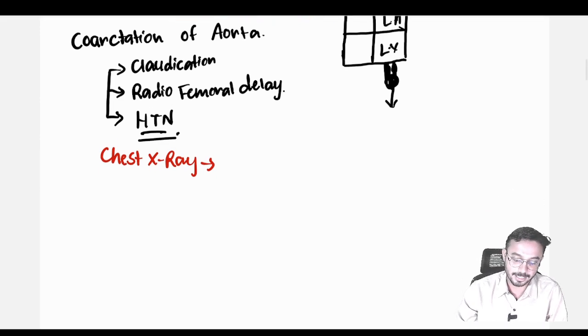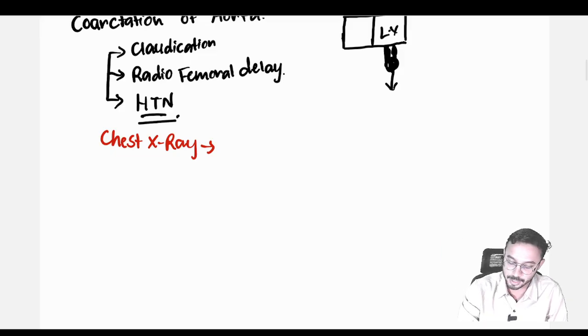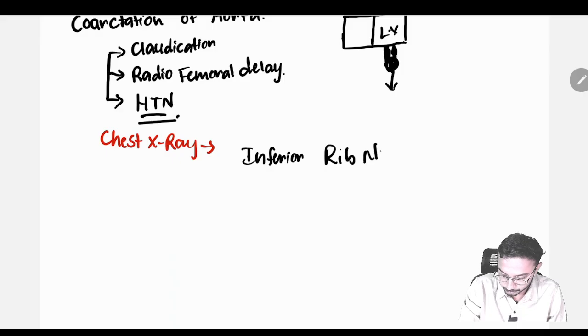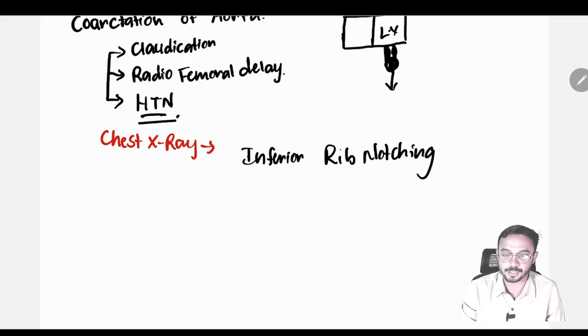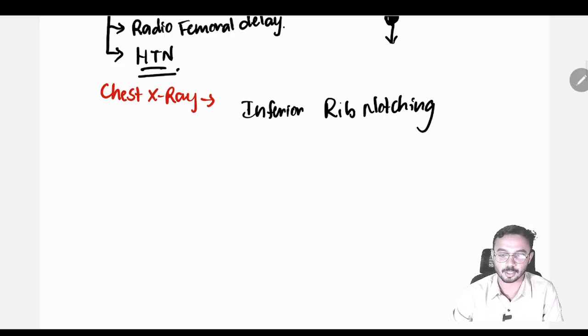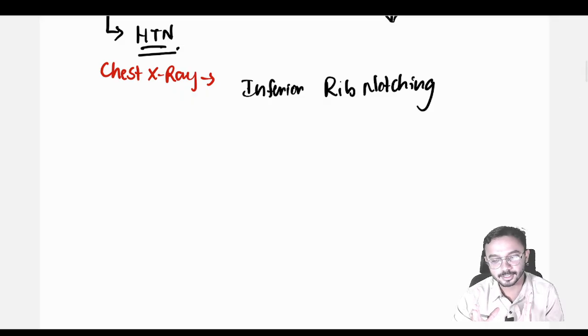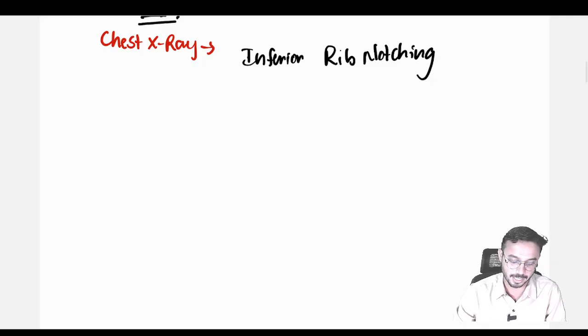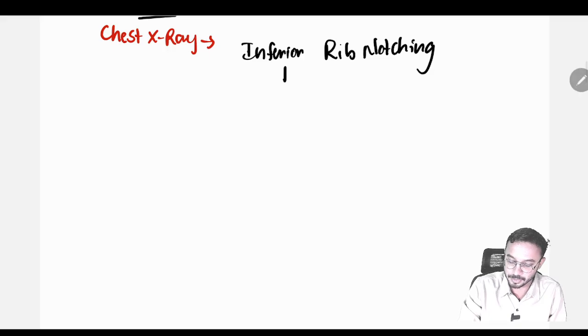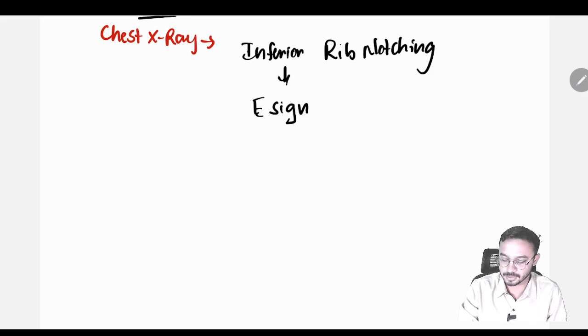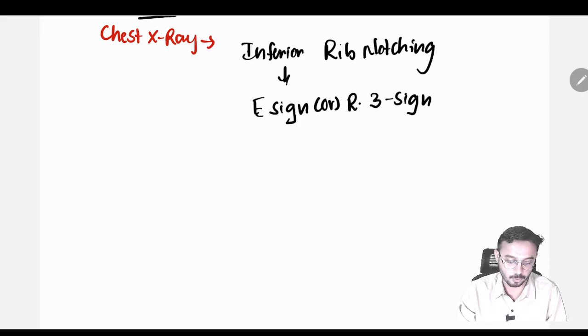Next is the chest x-ray. What will you be finding on the chest x-ray? You will find rib notching, on the inferior part of the ribs, in coarctation of aorta. Don't worry, I will be teaching all the chest x-rays in a single slide itself. That will be very helpful at your revision time. And next, what kind of sign will you see? E sign, or reverse 3 sign is also seen in coarctation of aorta.